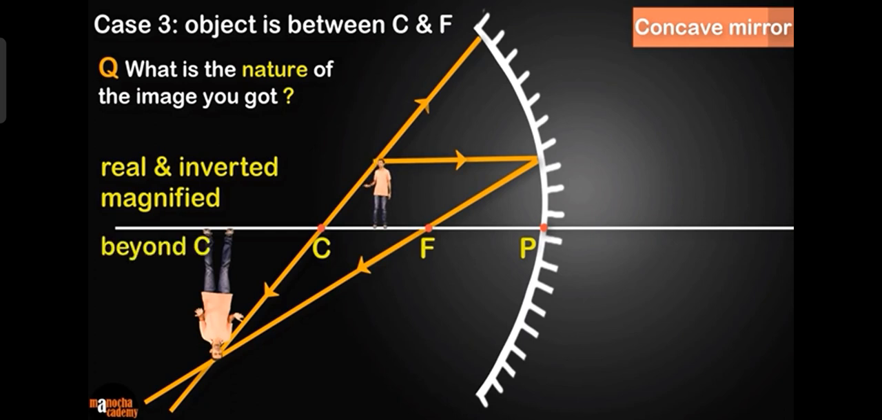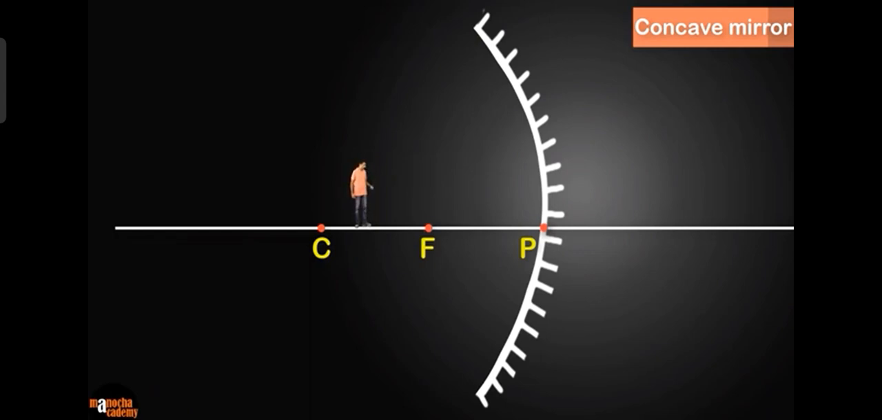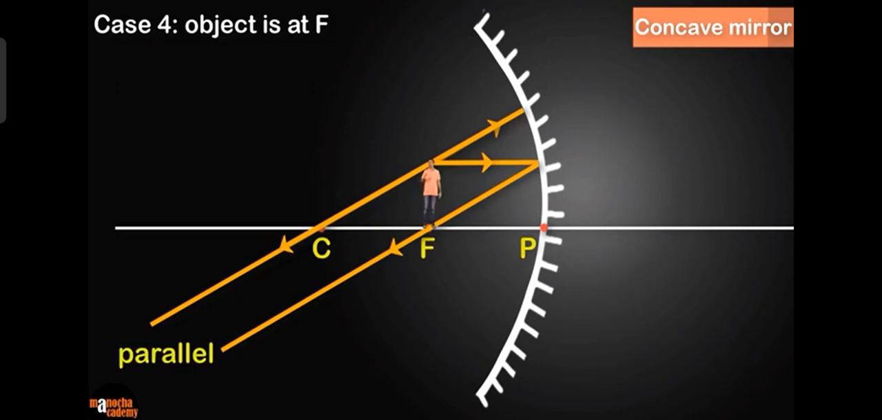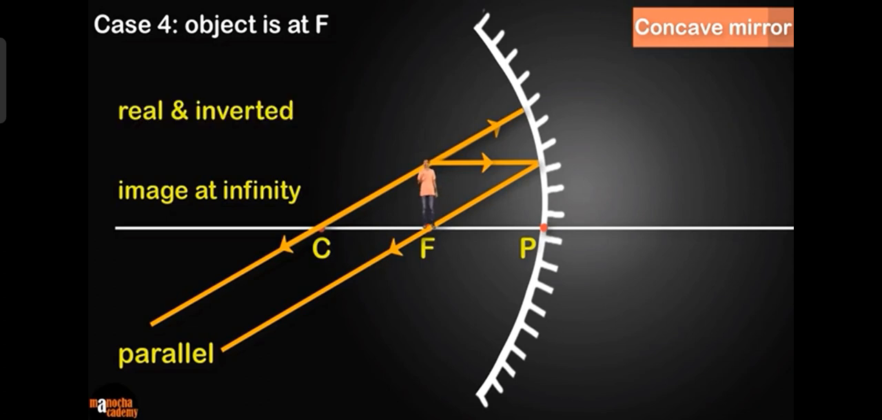Now I'll move ahead and I'm going to stand at the focus of the concave mirror. Again, let's use 2 rules out of 3. As you can see, this is an interesting case because the reflected rays are parallel. The reflected rays never meet. So our image is formed really far away at infinity. The image is real and inverted, and it's highly magnified.